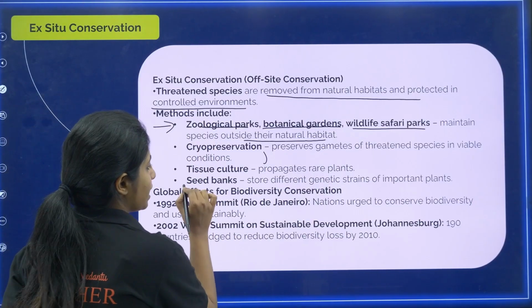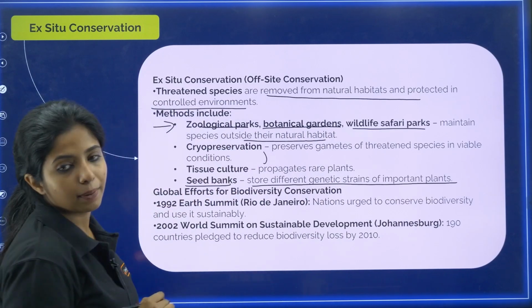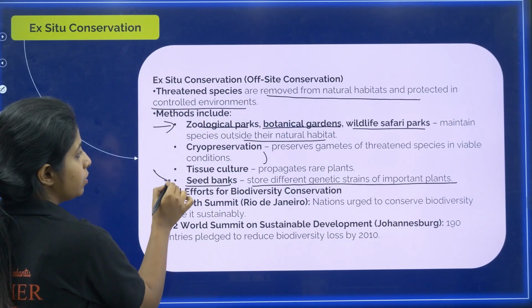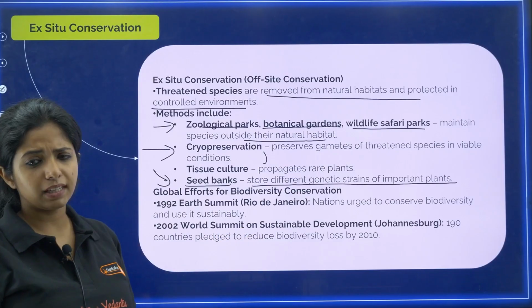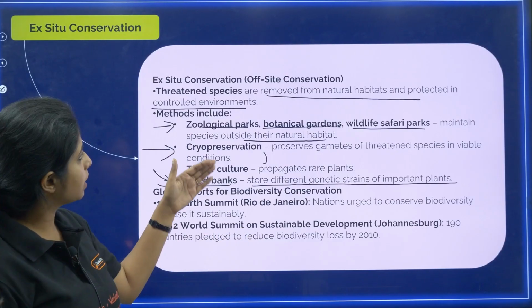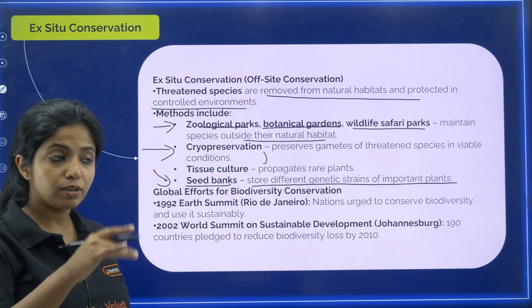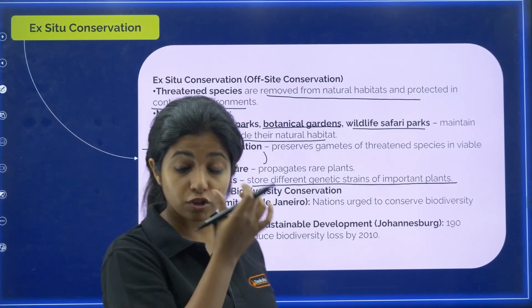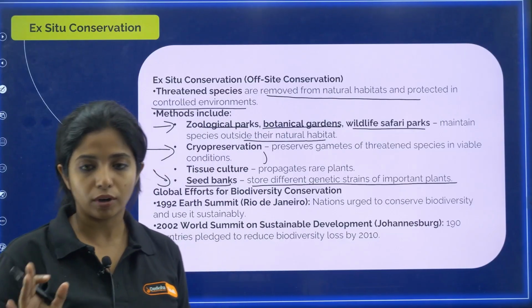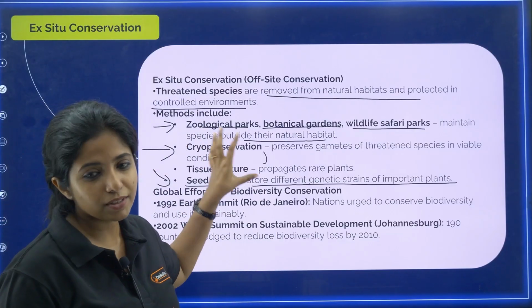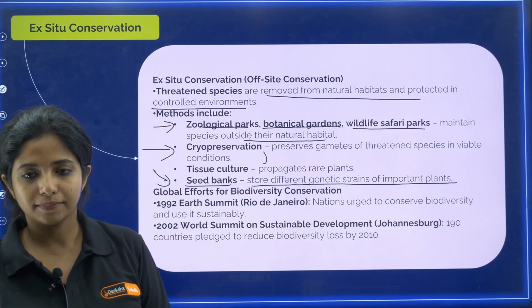Now there are seed banks as well. So seed banks store different genetic strains of important plants, my dear children. The seeds also are being preserved. In cryopreservation, you are going to preserve gametes over here. Seeds also can be preserved. So all these are the types of ex situ conservation. Okay, so if at all a question comes, spot the ex situ conservation method, spot the in situ conservation method, you should be knowing which among them is what. So here you are not preserving them in their natural habitat, which is why I'll just say it is ex situ conservation. Okay.